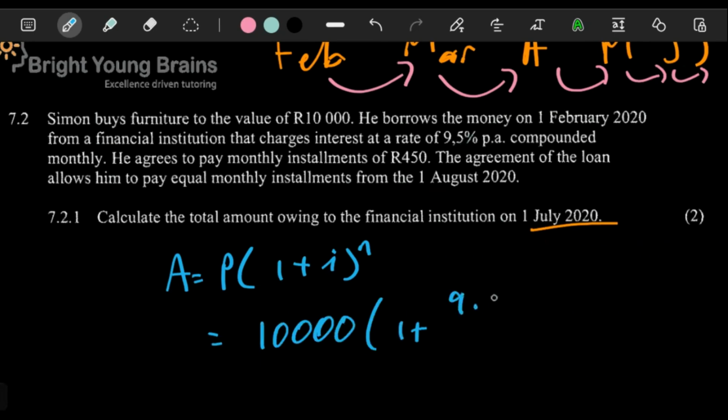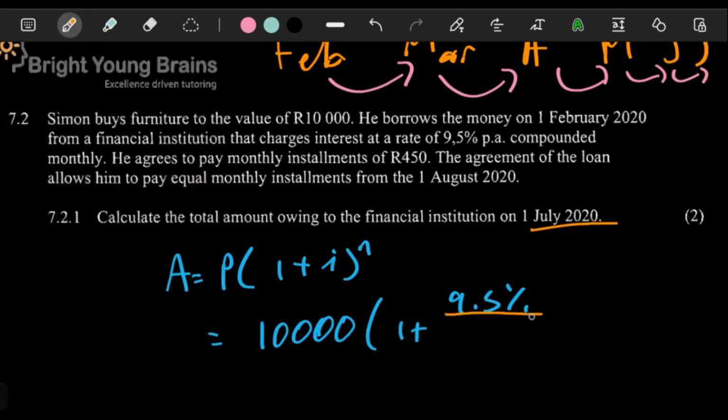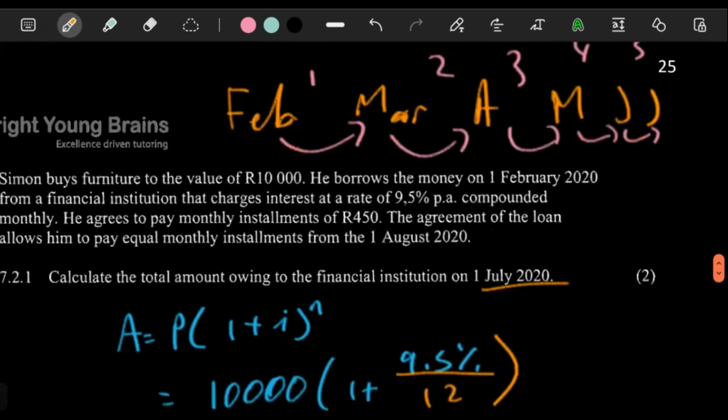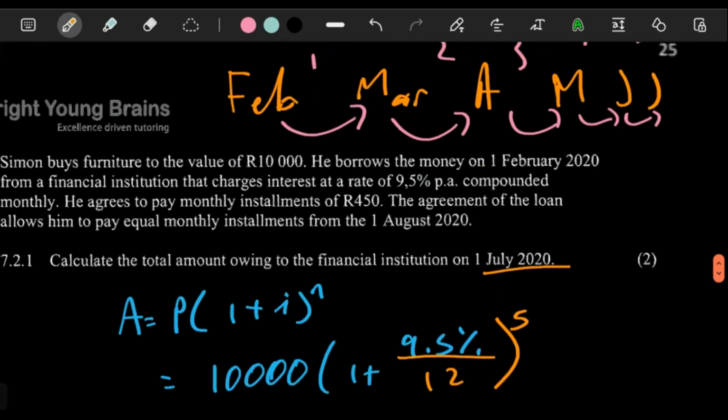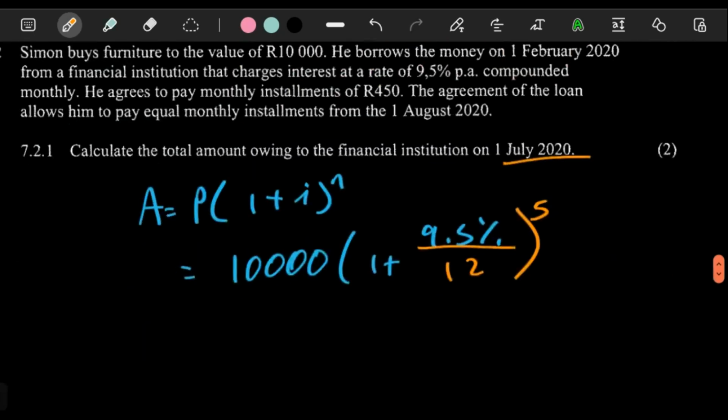So what you do is you put 9%. I like to write the percentages with the symbol here, and then I just put it over 12 if it's compounded monthly. Remember, we're talking about 5 months, so n is 5, because n you only multiply by 12 if you don't already have n in months. n is just months, so if you have the months already, you can just put the 5. You don't have to put 5 times 12, because it doesn't make sense. So n is 5 because it's a period of 5 months.